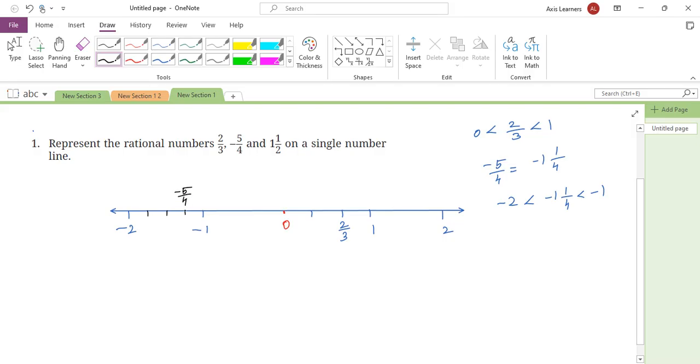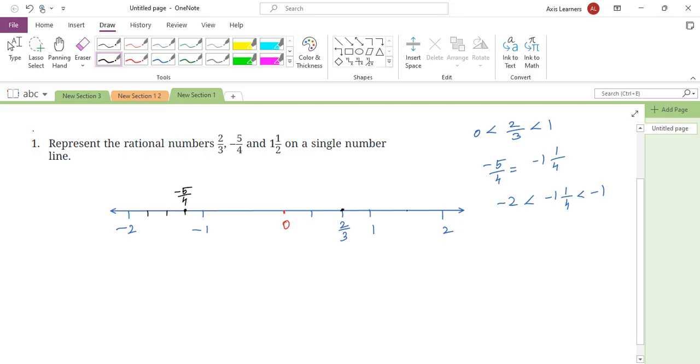Okay, so this is minus 5 by 4 and this one is 2 by 3. See the last number, 1 1 by 2. 1 1 by 2 is greater than 1. The denominator is 2. Already it is in the mixed fraction form. So we can split this number into two parts, the distance into two equal parts, because the denominator is 2.